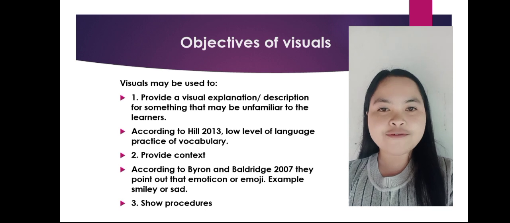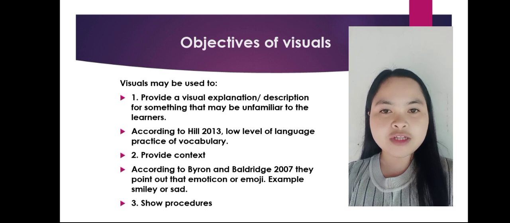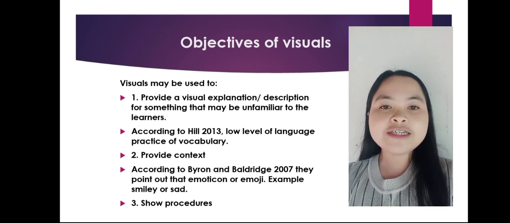Next, objective 3, showing procedures. This shows a step-by-step process or instruction. In a way, photos provide procedural clues for the learners. For example, in using appliances, let's say, television. If we don't understand the text, the photos will help us to understand.